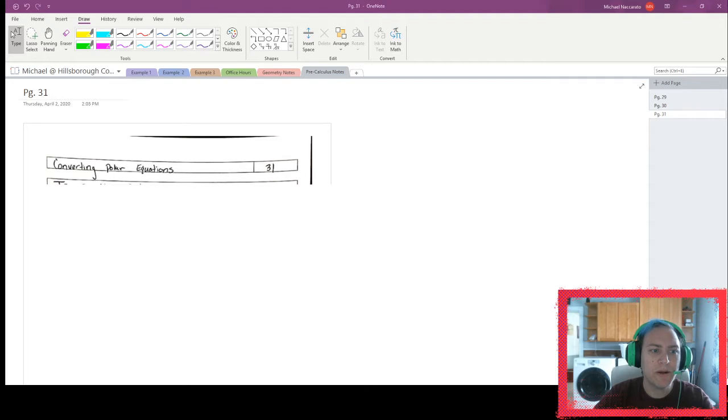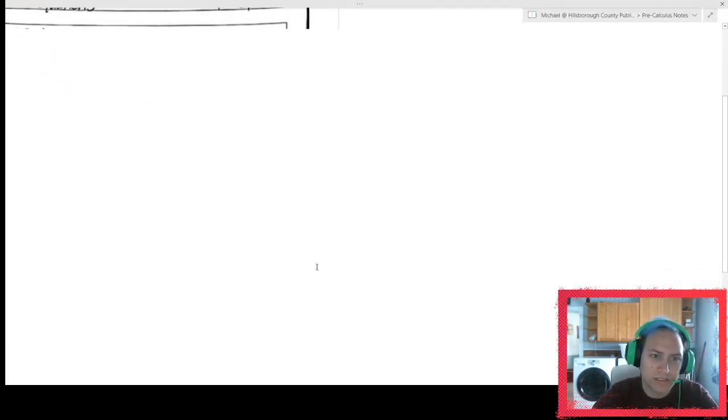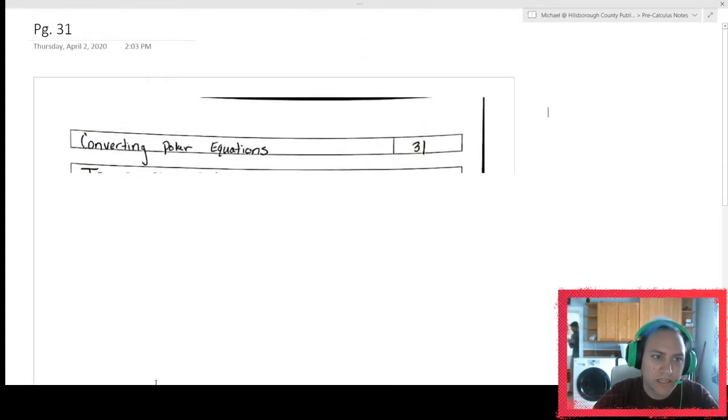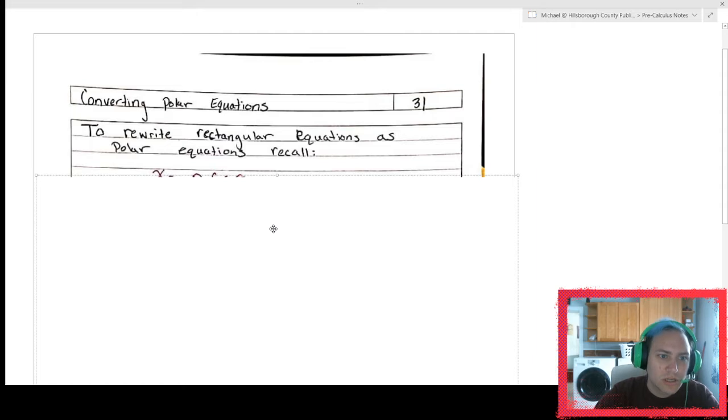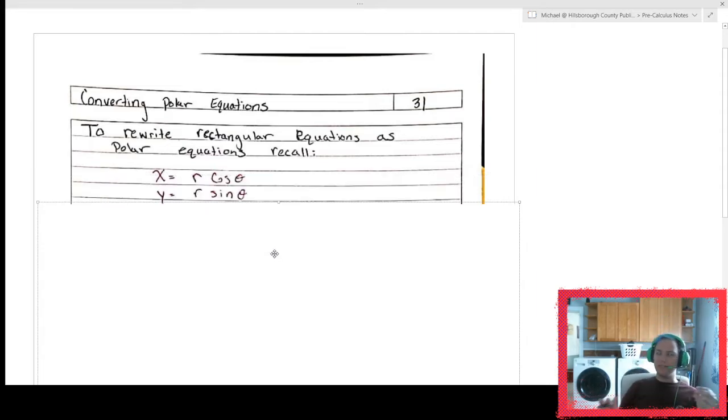Okay, so let's jump into this. So talking about converting polar coordinates, and zoom in a little bit so you can see more clearly. So the first part's pretty easy. If you're rewriting rectangular equations into polar equations, it's pretty straightforward.